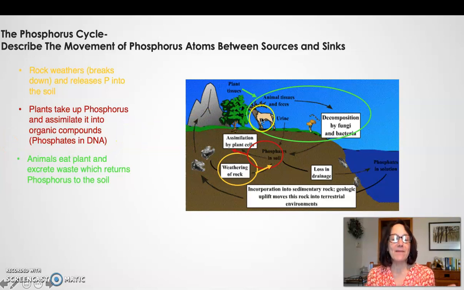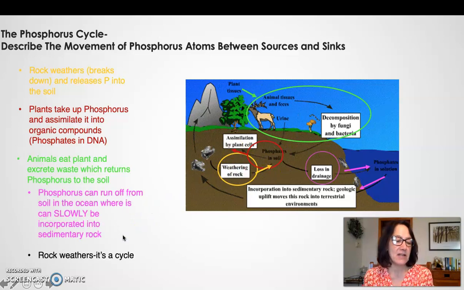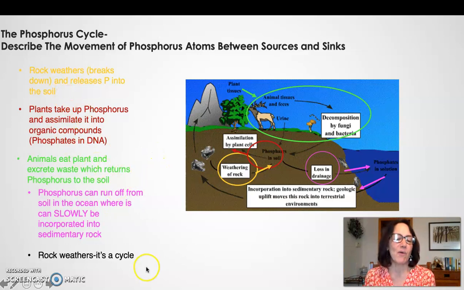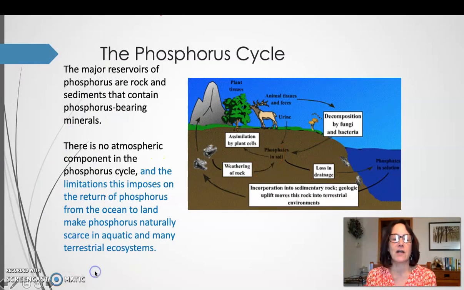That animal eats a plant and gets its phosphorus that way. The animal can then urinate or defecate and put that phosphorus right back in the soil to be taken up by a plant again, or that phosphorus can run off where it will really slowly, on a geologic time scale, be incorporated back into sedimentary rock, and then maybe that sedimentary rock is uplifted and can wear down or weather again to release more phosphorus.